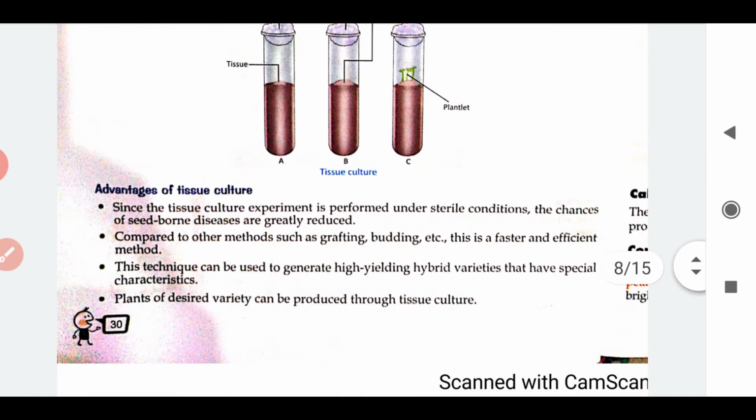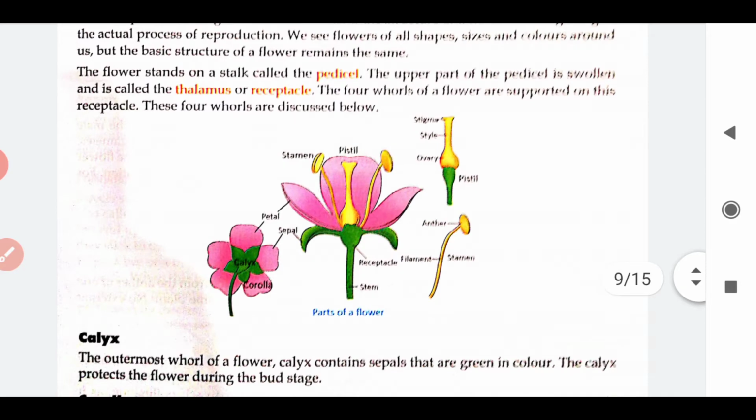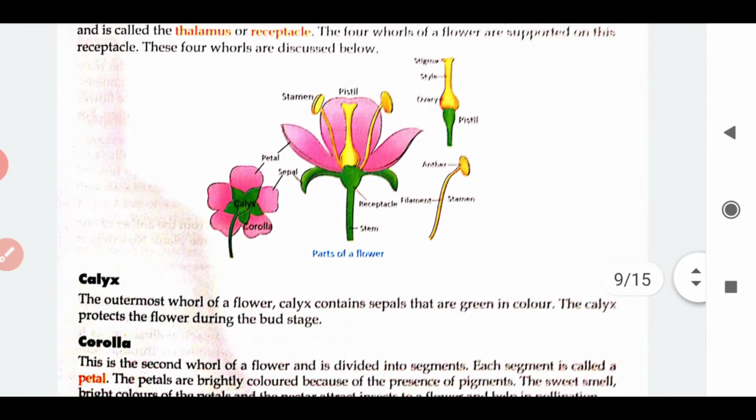Then we have gone through tissue culture, and after that, sexual reproduction. In sexual reproduction, the colored part of the flower is the corolla or petals and the green part is the sepals or calyx. The whole flower is present on the receptacle.